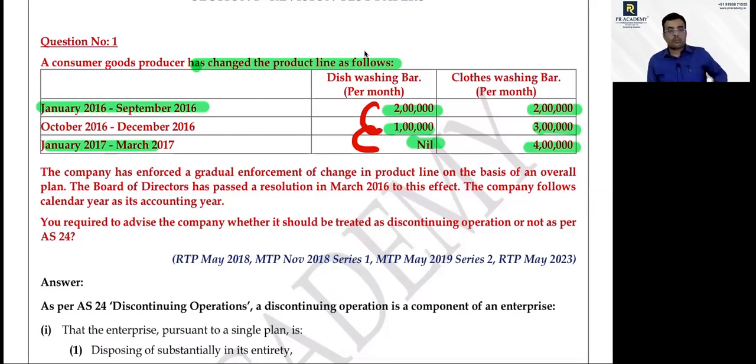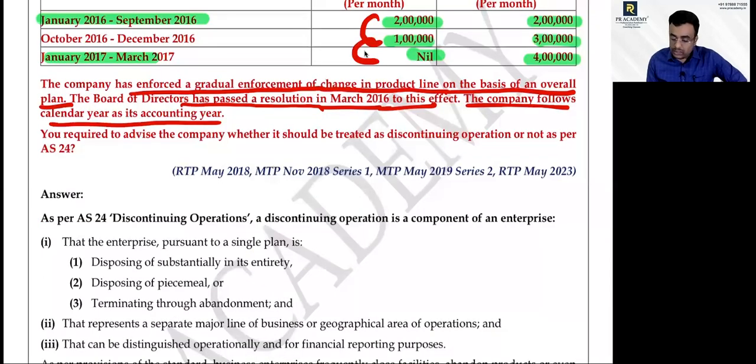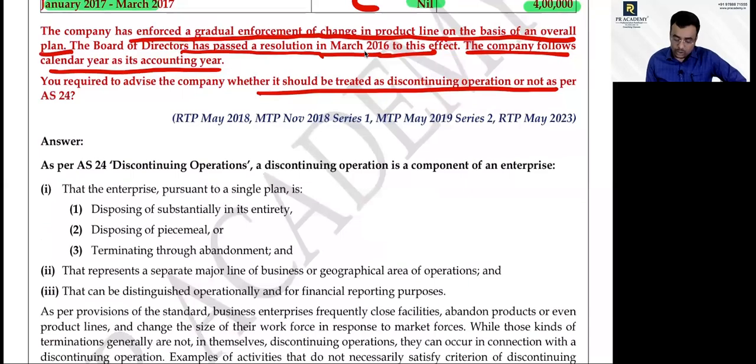Sir, gradually. Have they come out of it? Yes, sir. The company has enforced a gradual change in product line on the basis of an overall plan. The board of directors has passed a resolution in March 16 to this effect. The company follows the calendar year as its accounting year. You are required to advise the company whether it should be treated as a discontinuing operation or not as per AS 24.